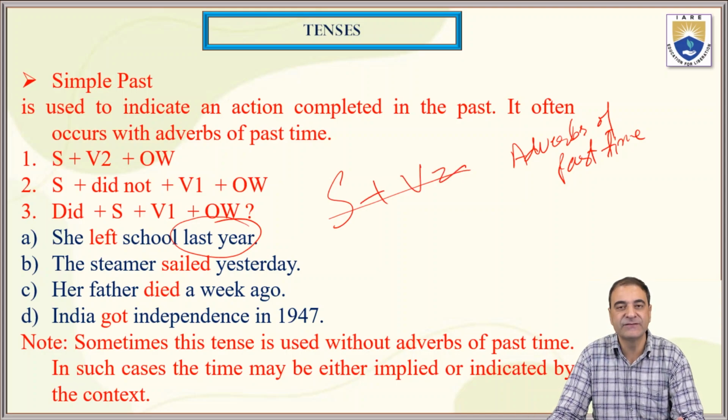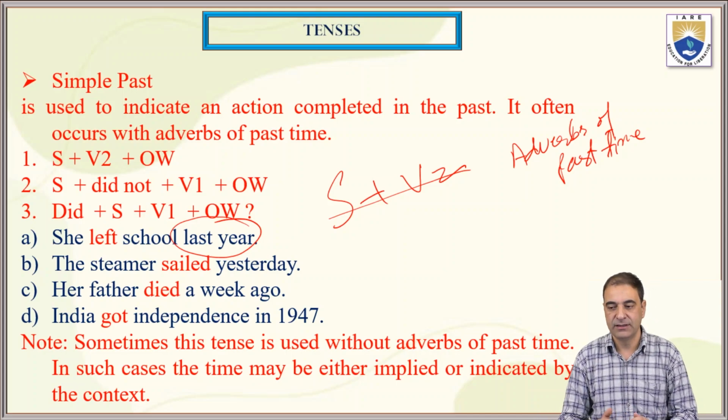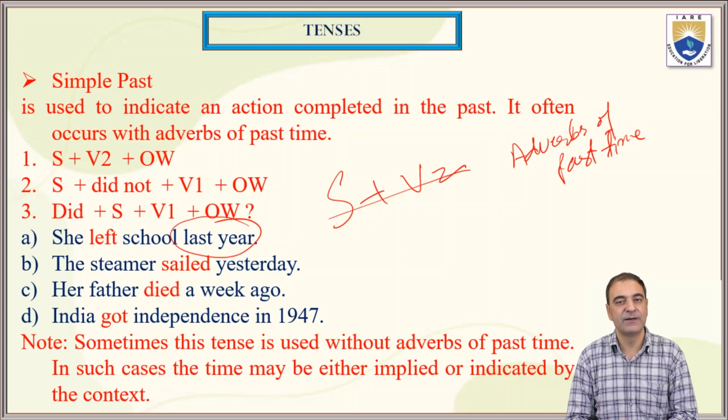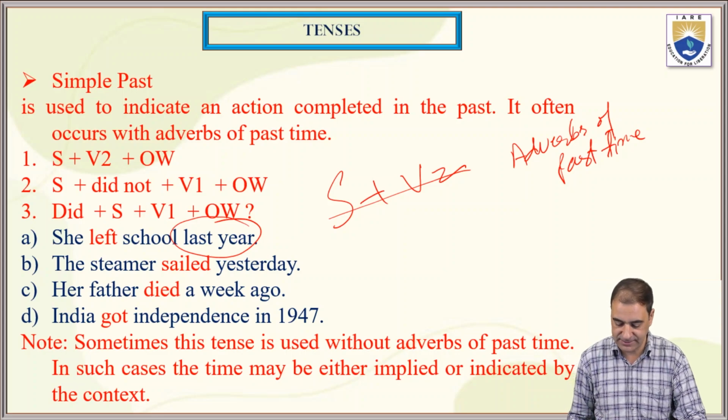Like here, she left. Left is the verb in second form. And the steamer sailed yesterday. Again, sailed is the verb in second form. Her father died a week ago. Again, this is verb in second form. India got independence in 1947. Got, again, is verb in second form. And remember, when you find a sentence that ends with adverbs of past time, and these adverbs of past time are not preceded by any preposition like since and for, there you have to use simple past tense.